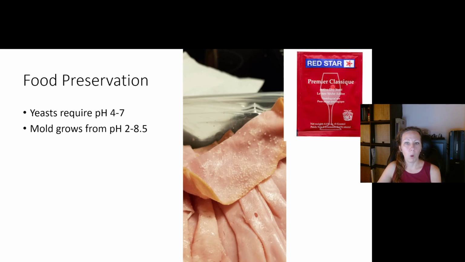Okay, mold has a much wider pH range. Mold can grow at very acidic pHs, all the way from 2 and then up to about 8.5. So it's pretty hard to stop mold from a pH perspective.